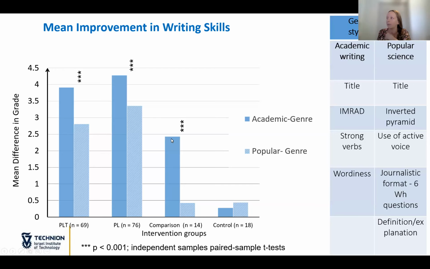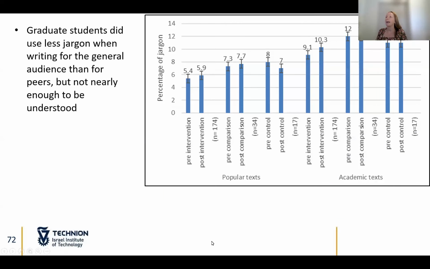And you can see that there's an improvement in the academic genre, but almost no improvement in the popular genre. And these two groups actually received a one lesson science communication intervention within this academic writing course. And you can see that in both cases, there's a great improvement, both in writing academic abstract and in writing popular abstract. And the graduate students did use less jargon when writing for general audiences. So these are the general audiences.